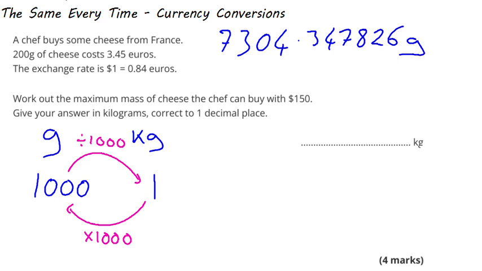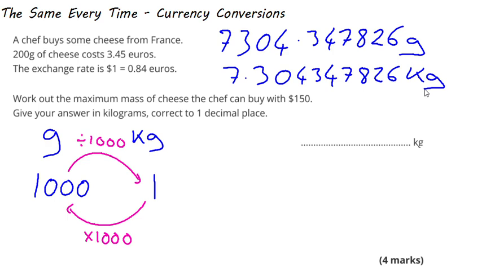So dividing that by 1,000 will give me this, 7.3043478 kilograms. That's my full calculator answer. Sometimes it's a good idea to write down your full calculator answers in your working out to show that you know what you're doing. They do say for the final part of this question, round your answer, give your answer in kilograms, correct to 1 decimal place.